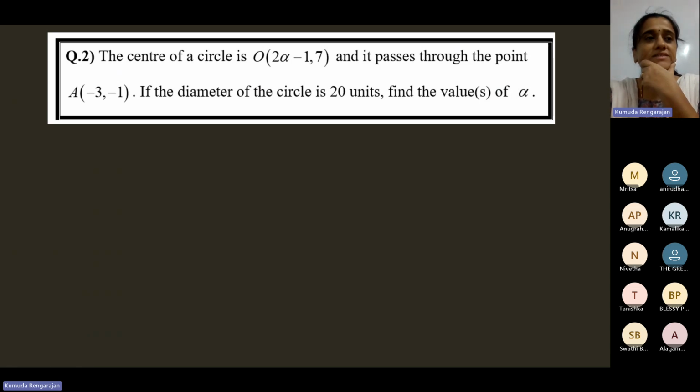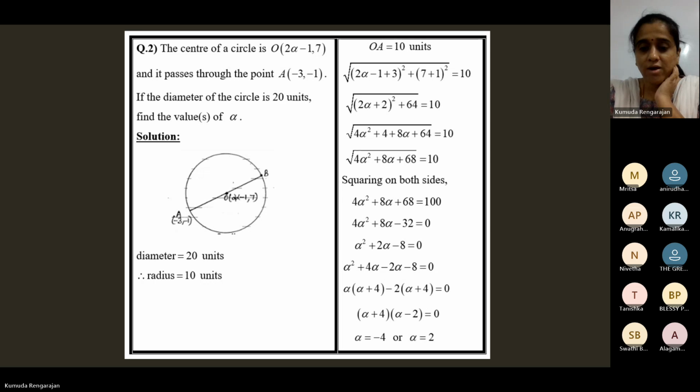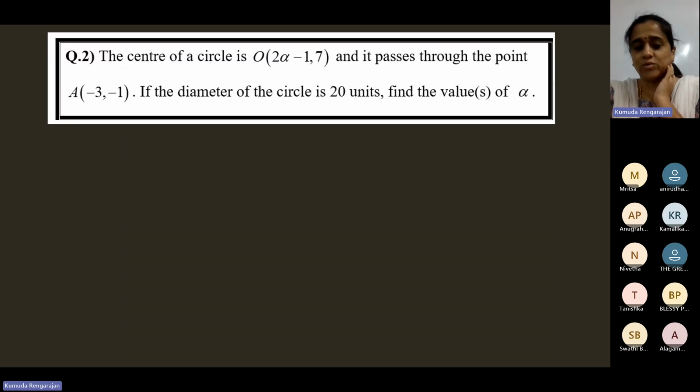Yeah. What's the answer for the second one? What's the value of alpha? Or what are the values of alpha? 2 minus 4. Oh, perfect. Correct. All right. We'll just see how the answer goes.